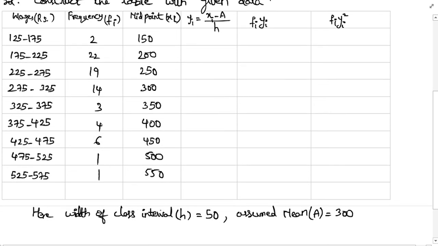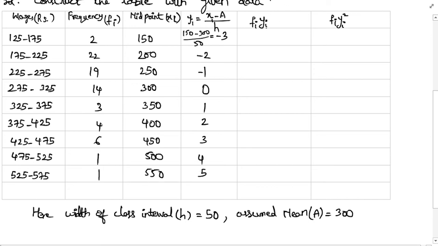So now we got a and h. So we'll calculate yi now. Yi for the first one will be equal to xi minus a by h, that is 150 minus 300 divided by h, which is 50. That will be equal to minus 150 by 50, that is equal to minus 3, right? So similarly, please do calculate for others. This will be minus 2, this will be minus 1, 0, 1, 2, 3, 4, and 5.